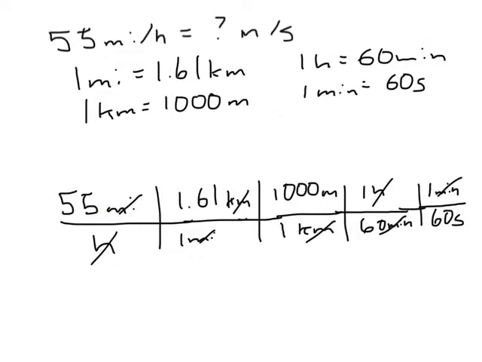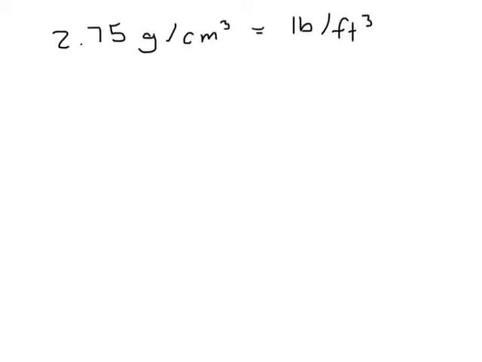I want to enter 55 times 1.61 times 1,000, hit enter, divided by 60, hit enter, and my final answer is going to be 24.6 meters per second. Let's do one more of these kind of combined 2-unit problems, and this is going to be a nasty one because it involves our cubic units too. So these are density units, mass per unit volume.